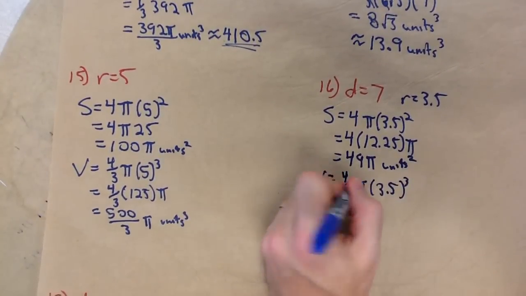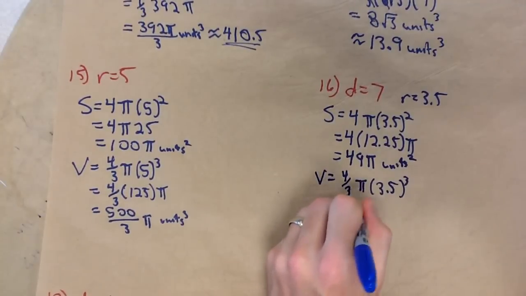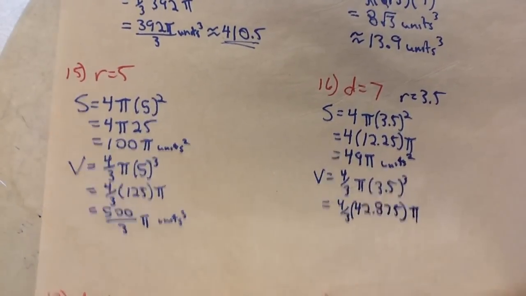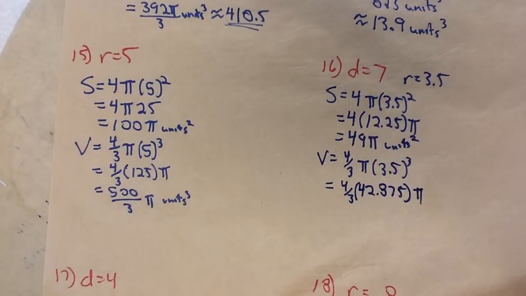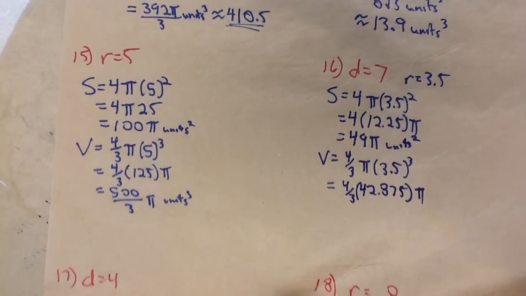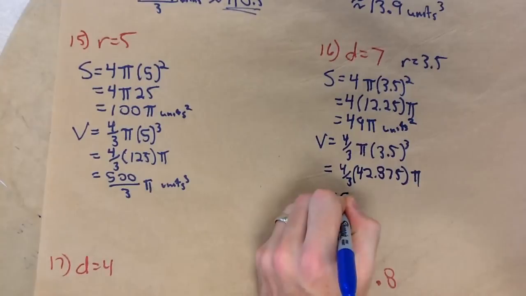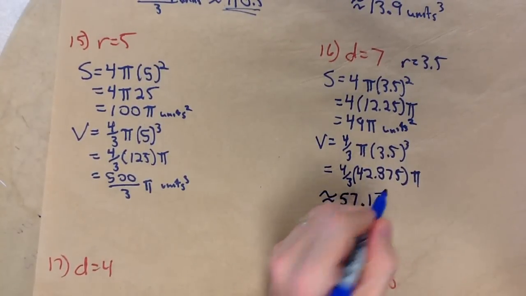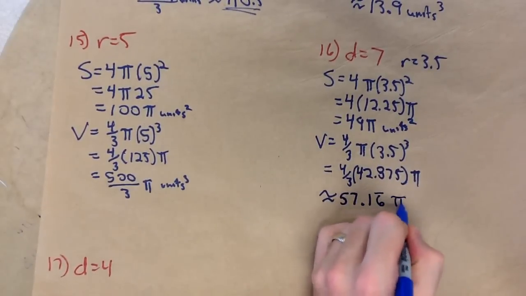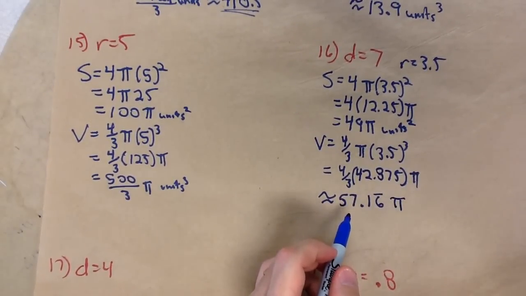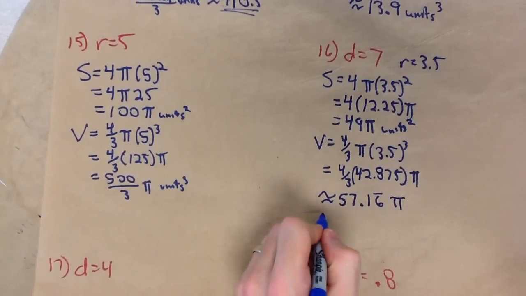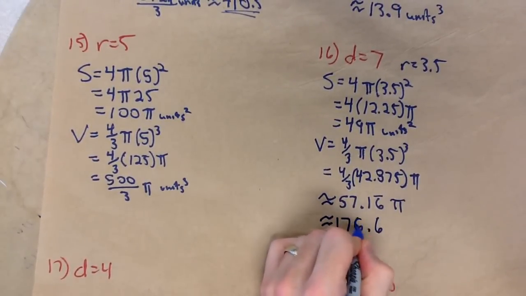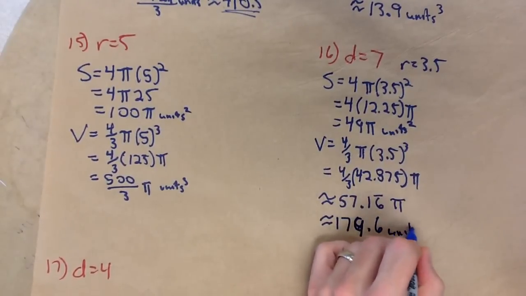3.5 cubed is 42.875 pi. Let's multiply that by 4, divide it by 3, and I get about 57.1. It's actually 1/6 repeating, so I'm just going to make that 6 like that. While that's in my calculator, I'm going to multiply that by pi, and my answer comes out to be about 179.6 units cubed.